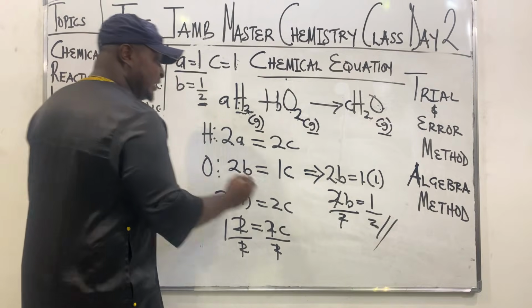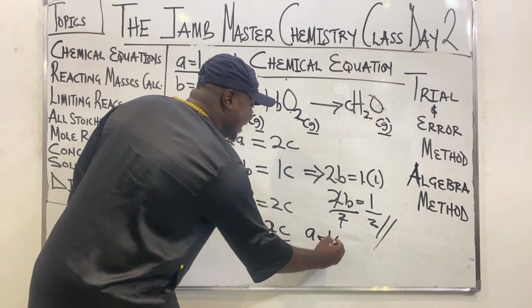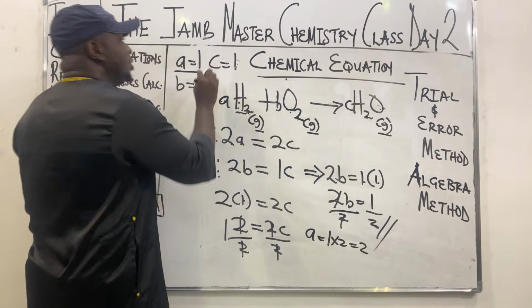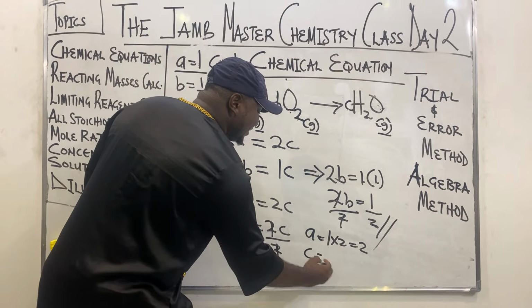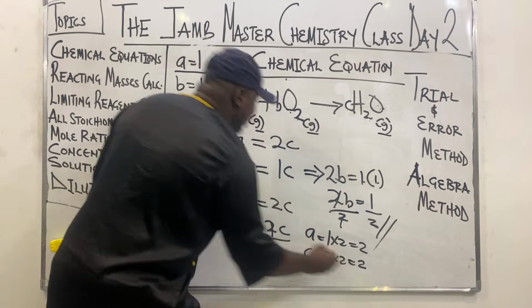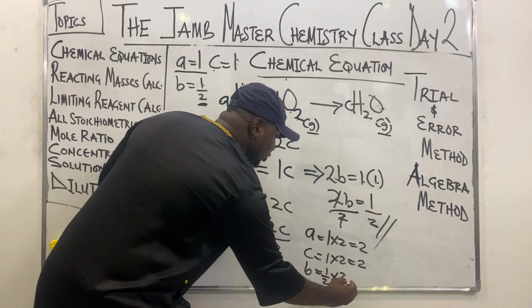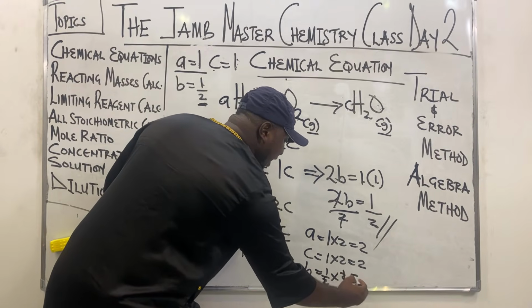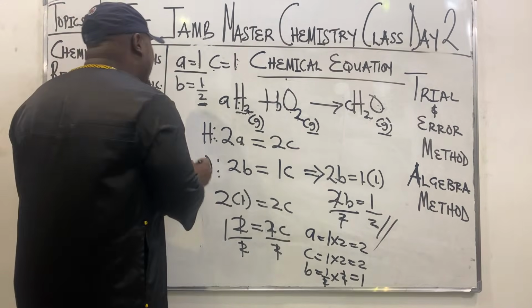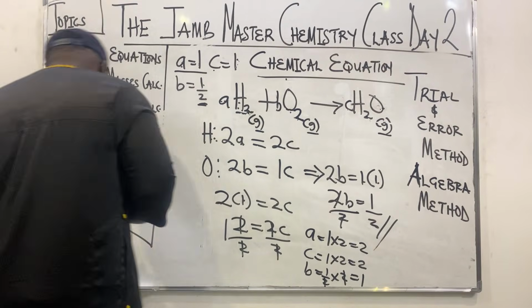So A is 1 currently. A is now going to be 1 times 2, which is 2. C is 1 currently. C will be 1 times 2, which is 2. And B is 1 over 2, so B will be 1 over 2 multiplied by 2. So that 2 cancels 2 and B is now 1. So class, our final unknown letters have now been obtained.